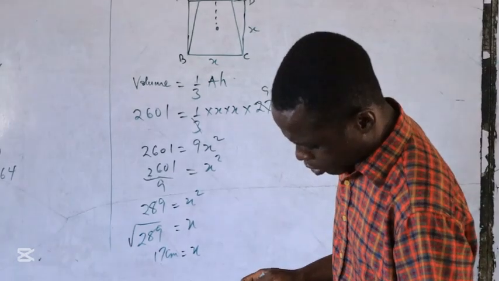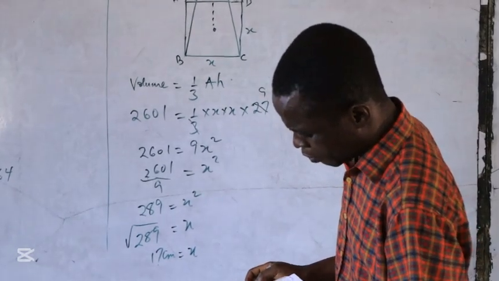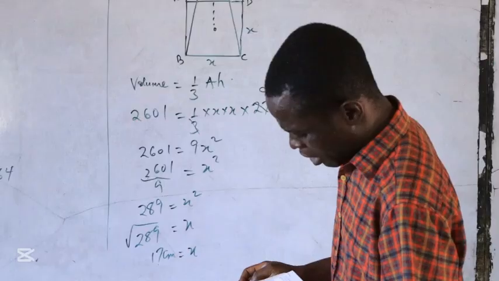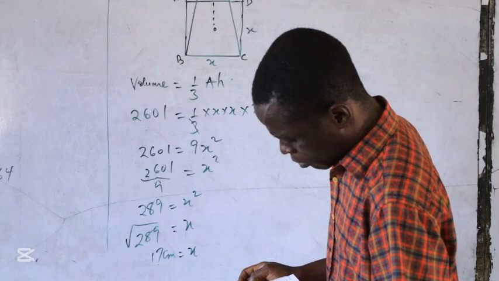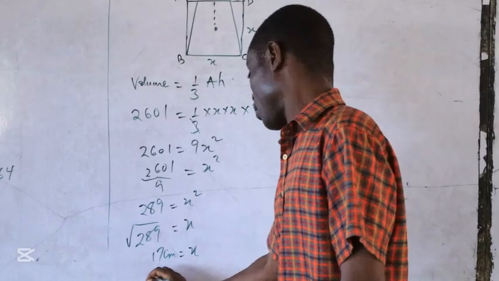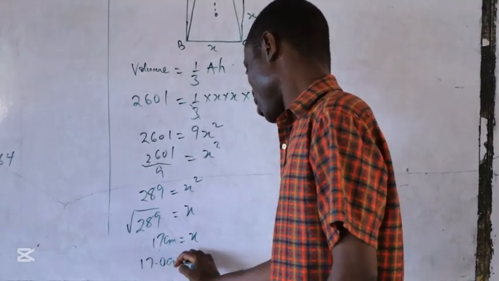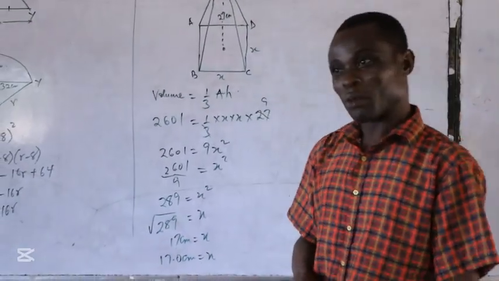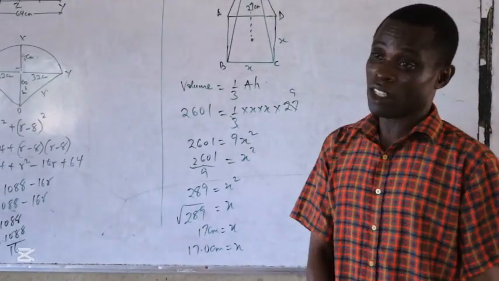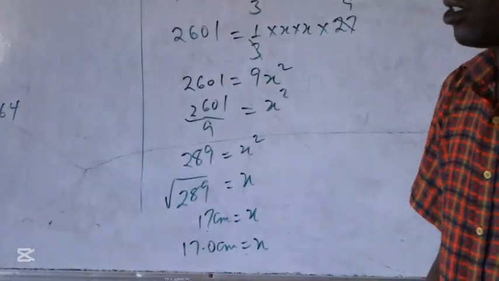And what is the question? Length of a side of the base of the silo correct to 3 significant figures. 3 significant figures. Let's say 17.0. If you don't write that 0, that's minus 1, because 17 is in 2 significant figures, not in 3.